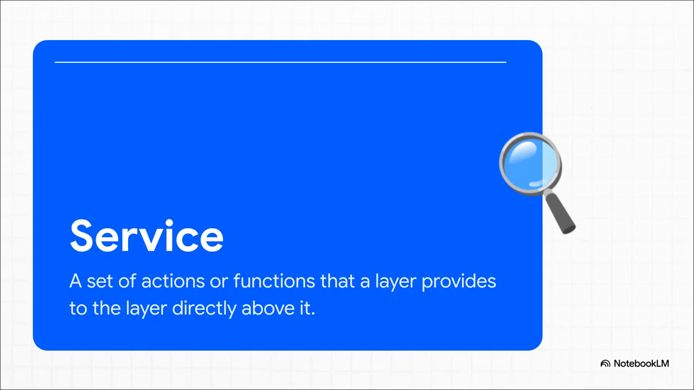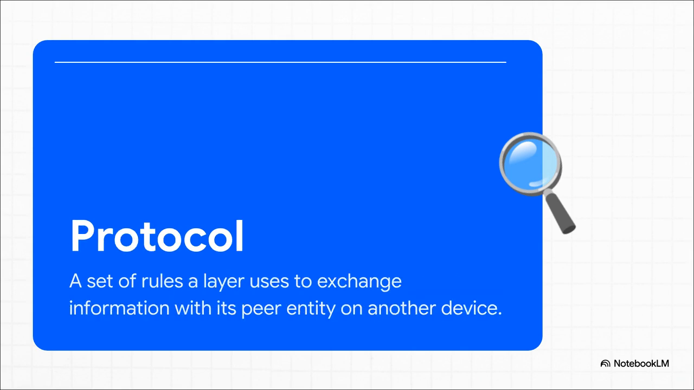First up is the service. So you can think of each layer as a specialist that has one specific job to do. Its service is basically the work it performs for the layer right above it. It's kind of like a relay race where each runner's only job is to get the baton to the next person in line.